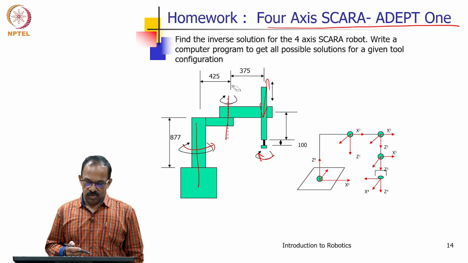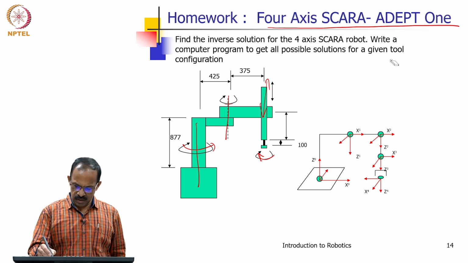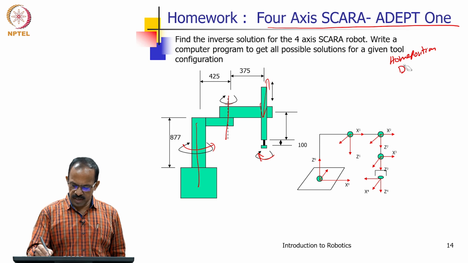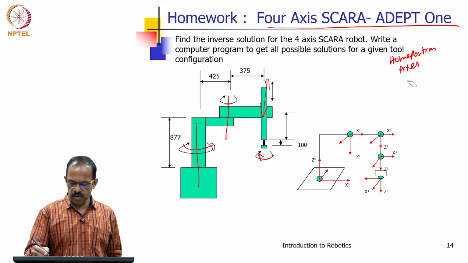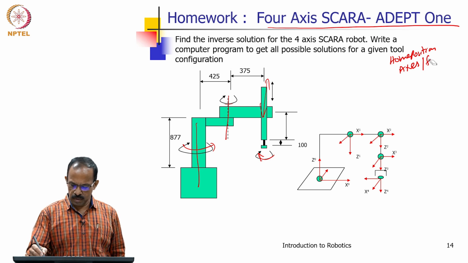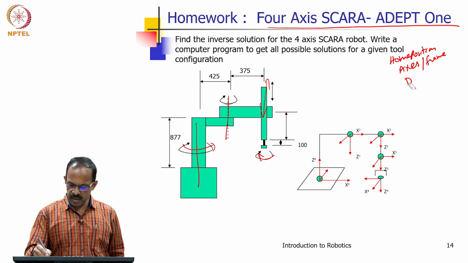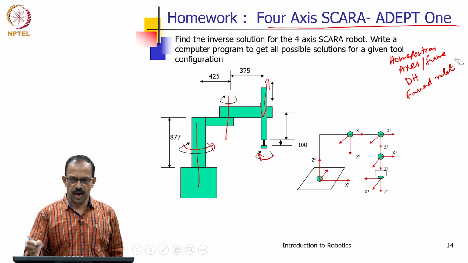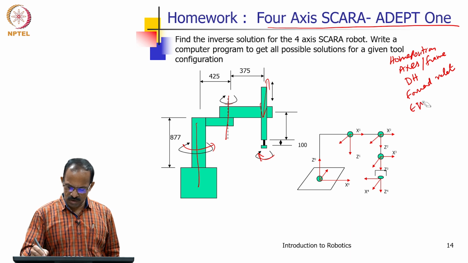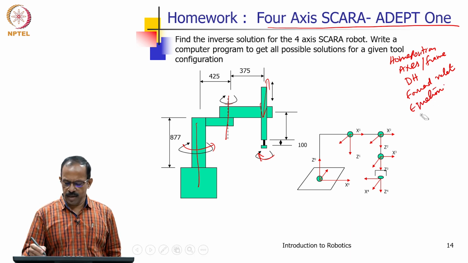and the parameters are given. So, the first step is to draw a home position, assume a home position, and then assign all the joint axes and the coordinate frames, and then find out the DH parameters, and then find out the forward relation or the arm matrix, then write down the equations and solve.